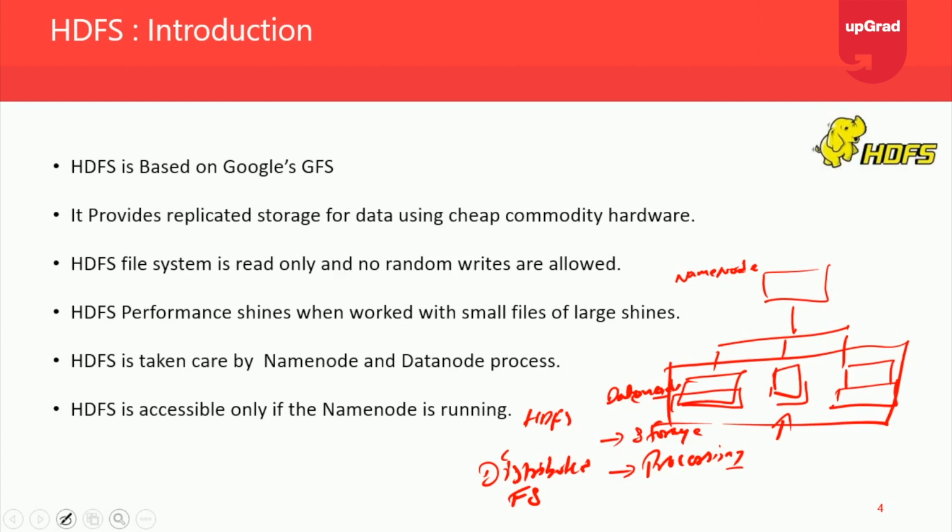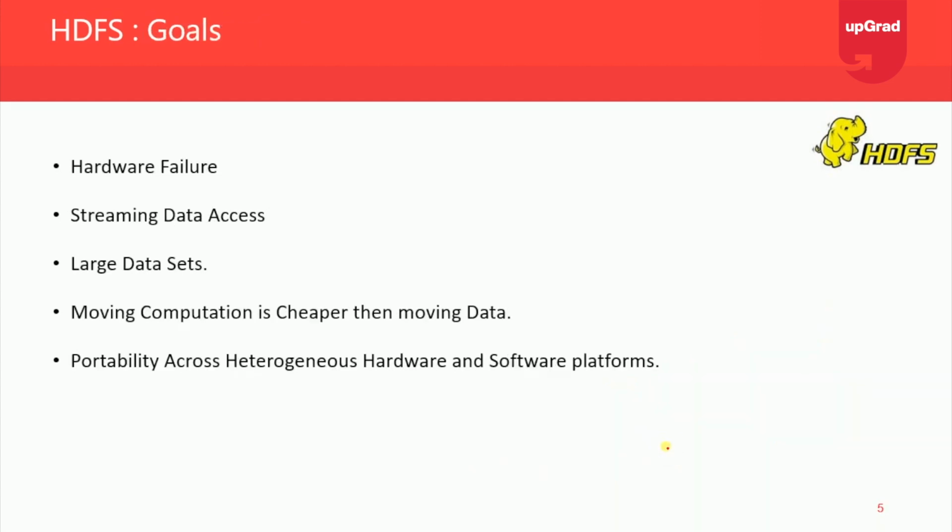Now, let us understand the various features of HDFS which make it more powerful. The goals which were kept in mind while designing HDFS to be used in production areas are listed here. Let us discuss these goals one by one. The very first goal which was kept in mind while designing the HDFS is hardware failure. Hardware failure is the norm rather than the exception.